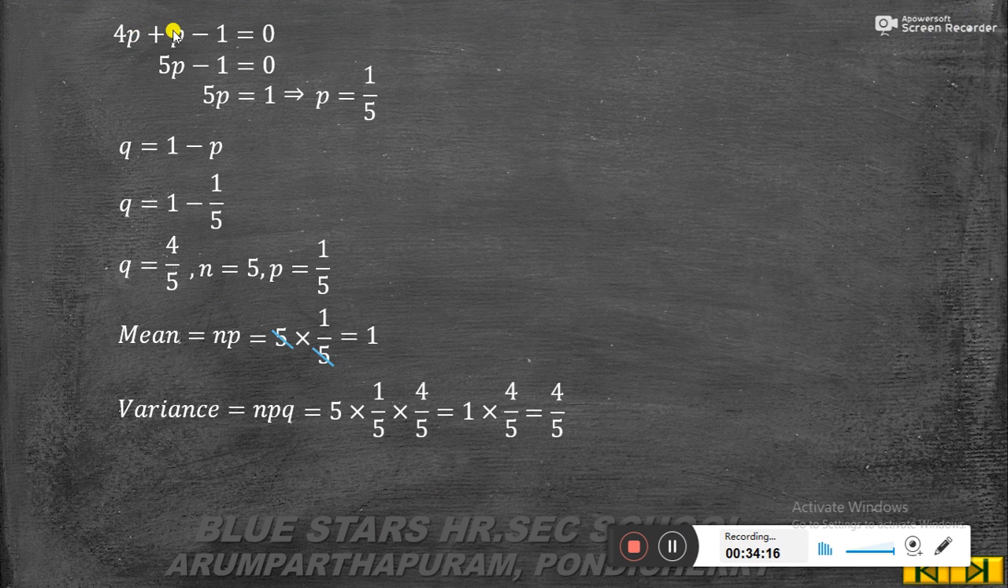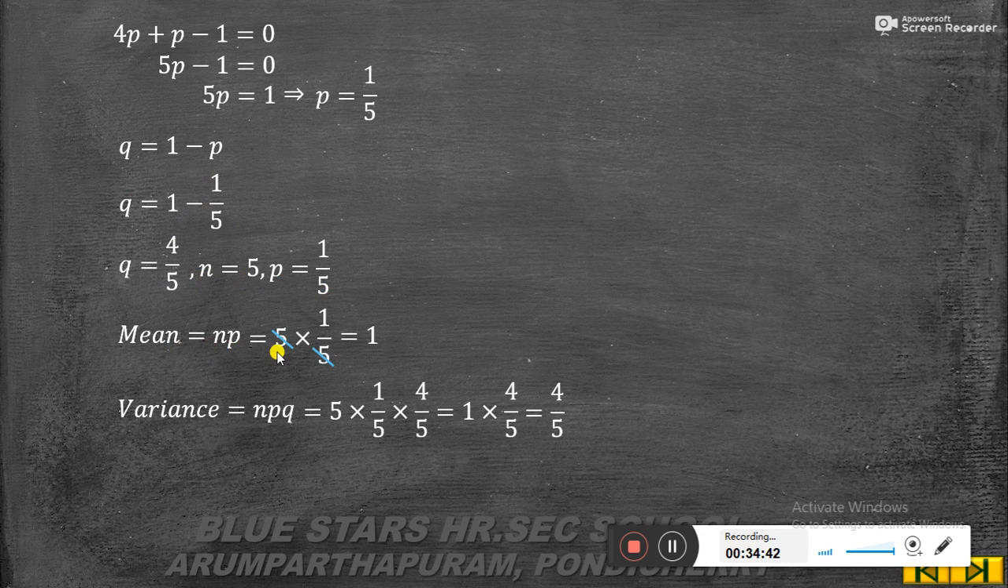So I substitute: 4p plus p minus 1 equal to 0. Adding 4p plus p is 5p minus 1 equal to 0, 5p equal to 1. So p equal to 1 by 5. Therefore q equal to 1 minus p, I substitute the p value 1 by 5, doing the cross multiplication, 5 minus 1 means 4 by 5. q equal to 4 by 5, n equal to 5, p equal to 1 by 5.